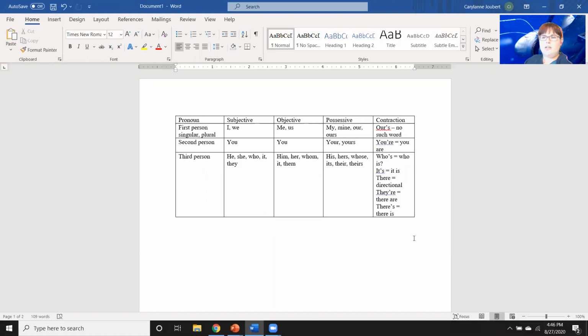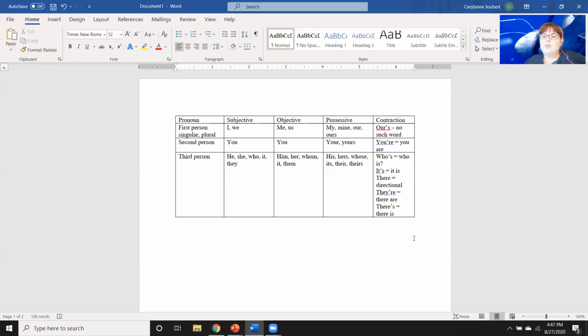The objective pronoun is the one that receives the action in the sentence. So in a case of something like, I gave the book or he gave the book, the person, he, is doing the action, so we use that subjective pronoun. Who are we giving that book to? We can answer, he gave the book to me. I'm receiving the action of the book, so I need me. He gave the book to us. He gave the book to him. He gave the book to her. He gave the book to it. He gave the book to them.